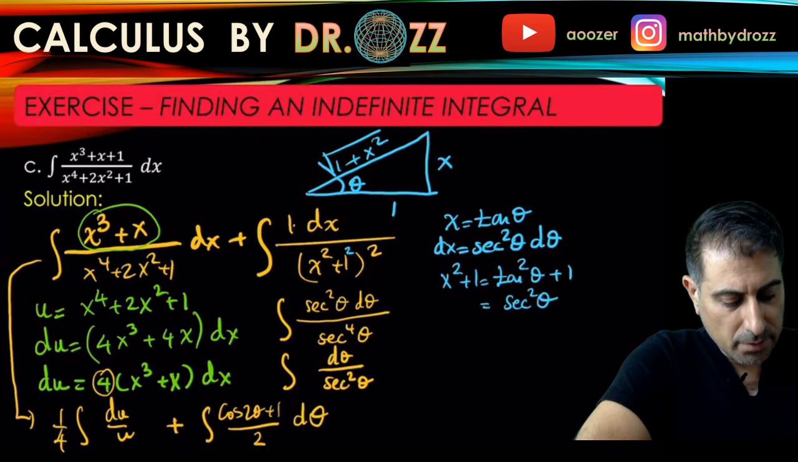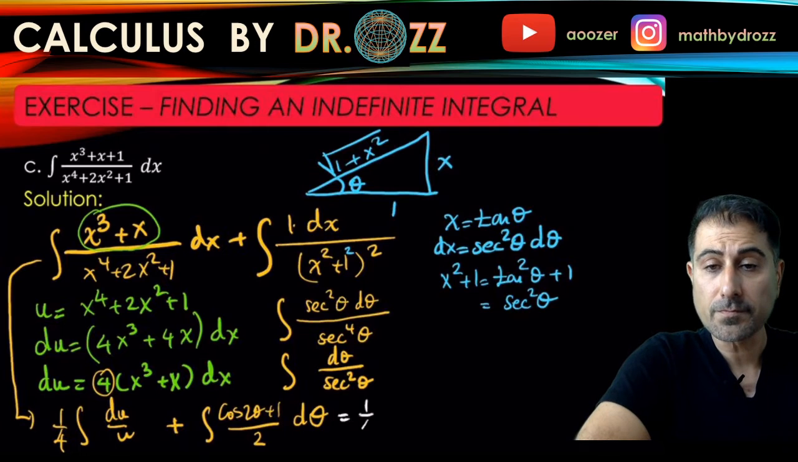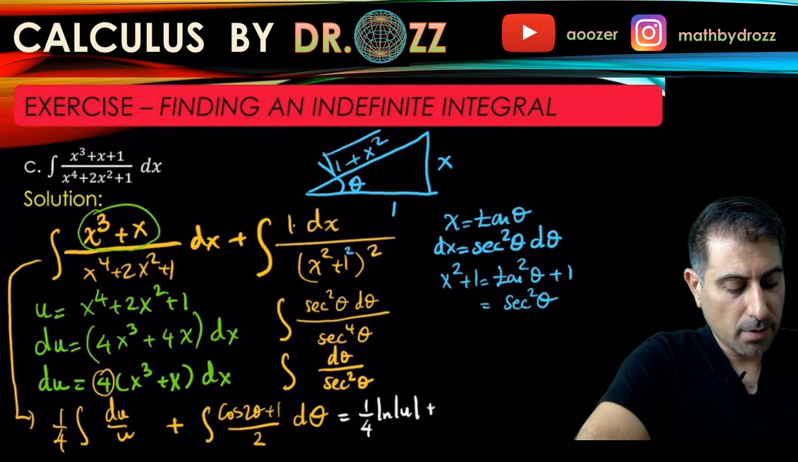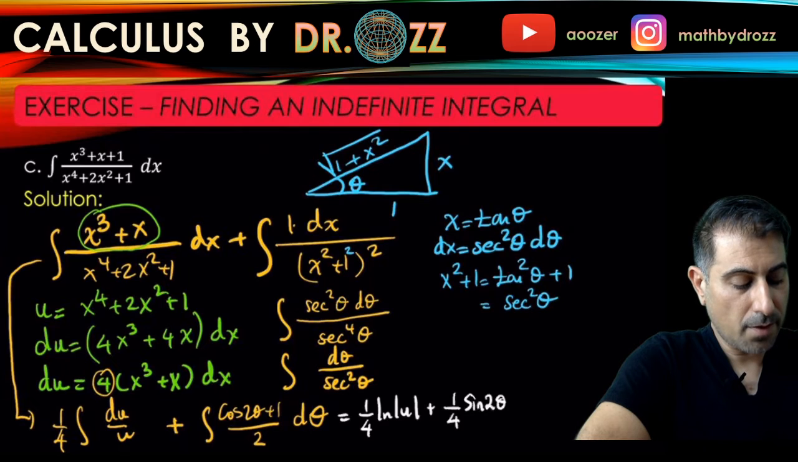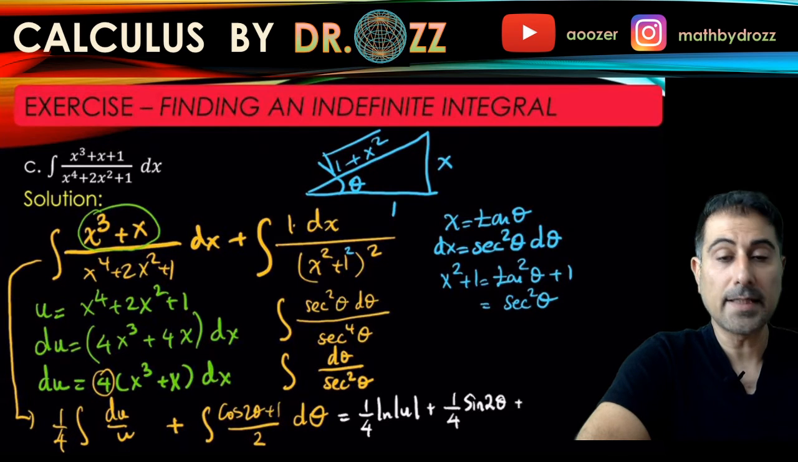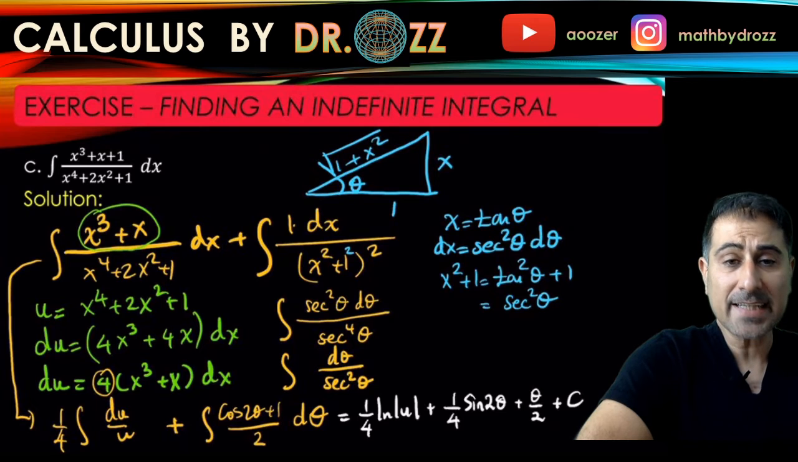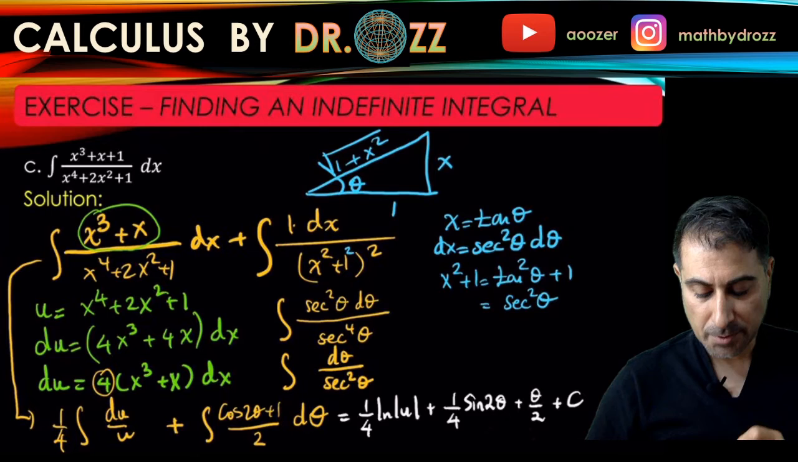Okay. So this is equal to 1/4 ln absolute value of u. Okay. And then this is 1/4 sine 2 theta plus theta over 2 plus c. Okay, so I did one by one integration. So all we need to do now is to go back to the original variable. So you have to do back substitution.